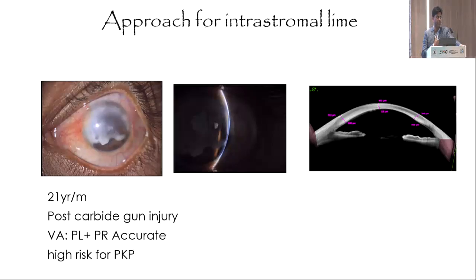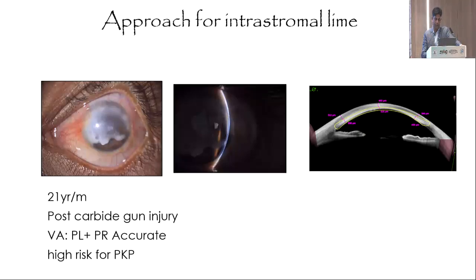And I just want to share one such case where the lime had settled in the posterior corneal lamella. It's a 21-year-old male, post carbide gun injury. The vision was PL positive with PR inaccurate, and we can go for penetrating keratoplasty also, but as we know, chemical injury is a high risk for penetrating keratoplasty, and you can see in the AS-OCT that the whole lime is settled in the posterior lamella only.